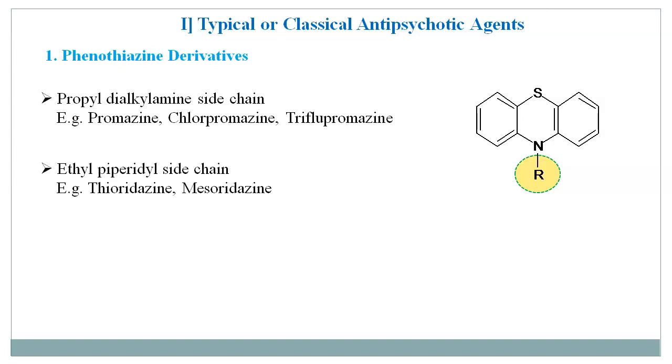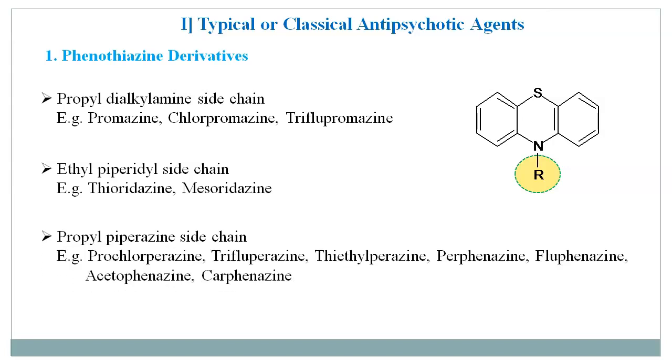Second one is the presence of an ethyl piperidine side chain. Examples are thioridazine, mesoridazine. Third one is having a propyl piperazine side chain. Examples are prochlorperazine, trifluoperazine, thiethylperazine, perphenazine, fluphenazine, acetophenazine and carphenazine. So all these are the different phenothiazine derivatives depending upon the side chain attached to the phenothiazine ring or moiety.